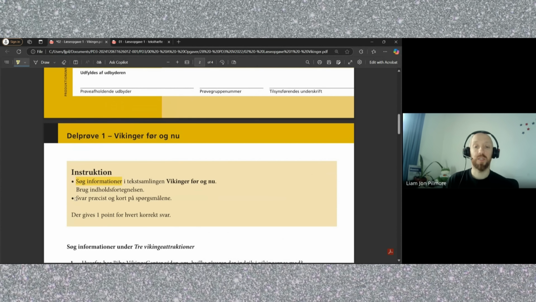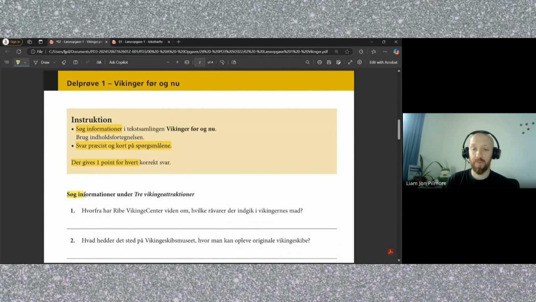And it says here, svar præcist og kort på spørgsmålene. Answer precisely and shortly the questions. Der gives 1 point for hvert korrekt svar. 1 point for every correct answer. Seems easy enough, right? Let's take a look.